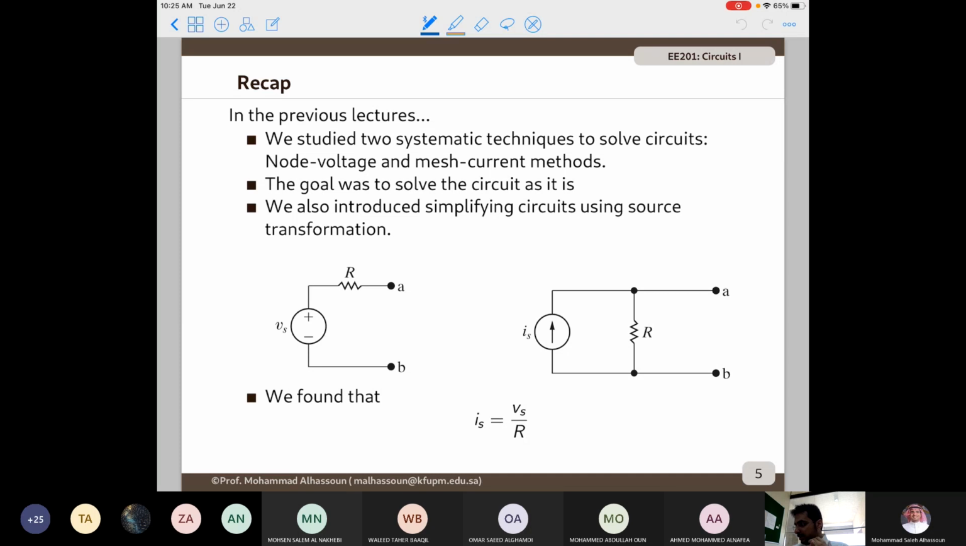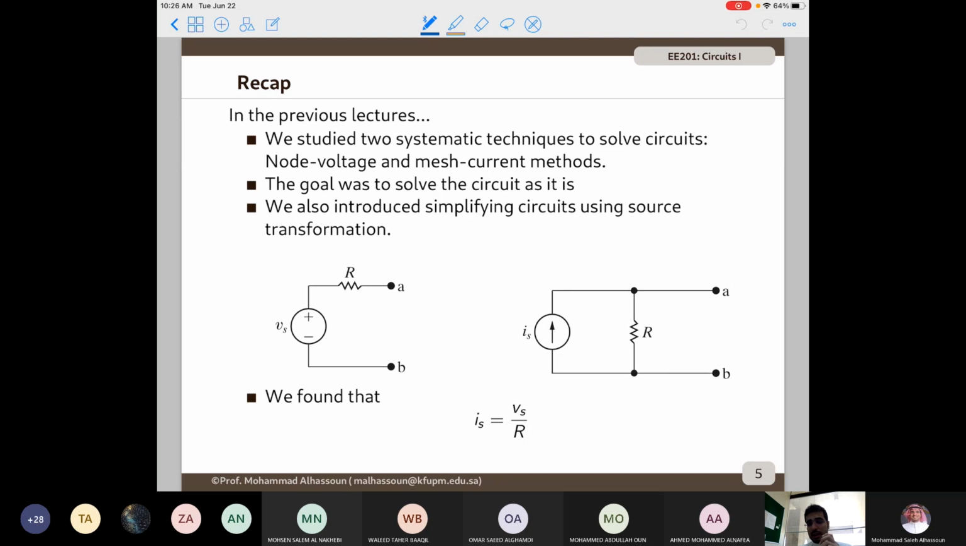We realized that we can do that by introducing intermediate variables. We started with the node voltage. Instead of solving directly for the essential branch currents, let's solve for the essential node voltages, and using the knowledge obtained after solving the essential node voltages, we can find the essential branch currents. That's the first method that we use. It's called the node voltage method.